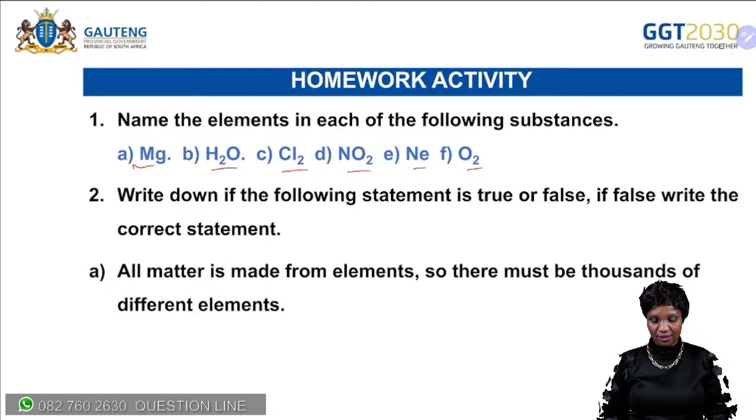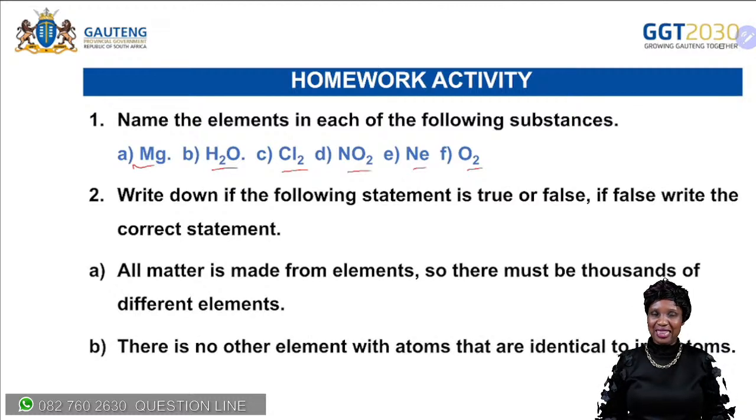A reads, all matter is made from elements, so there must be thousands of different elements. Is that true or false? Make sure you answer that one. And then B, there is no other element with atoms that are identical to iron atoms. I'll give you 2 minutes to copy the questions because you're going to answer at home.